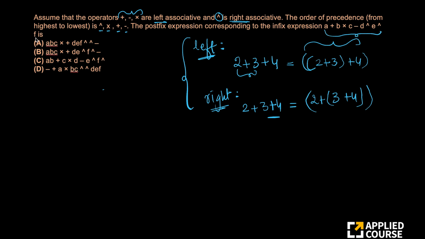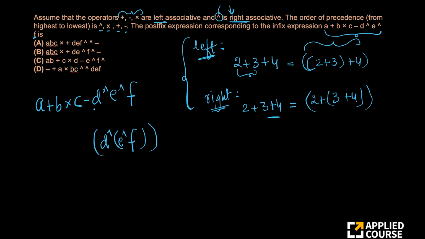Okay, there is F also here. So let's write that down. It is A plus B cross C minus D cap E cap F. Now what are we given? We are told that cap is right associative. What does right associative mean? Right associative means that E power F will be executed first, followed by D power of that result. So this is the right parenthesization because cap is right associative. Rest everything is left associative.